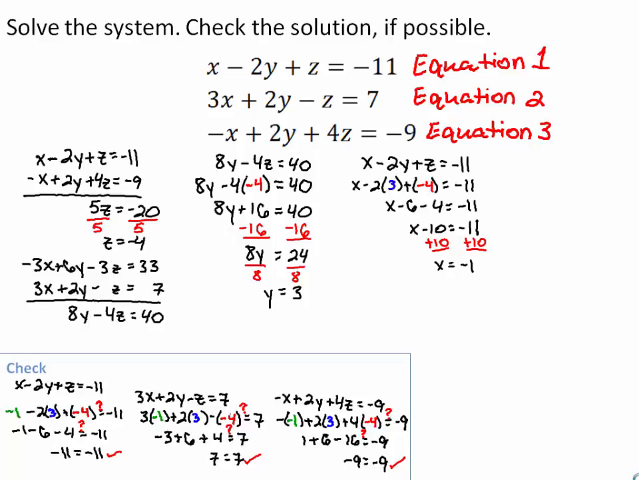So the solution is x equals negative 1, y equals 3, and z equals negative 4, or the ordered triple negative 1, 3, negative 4.